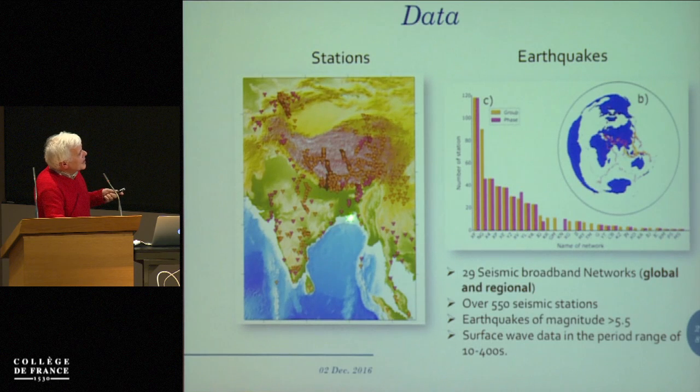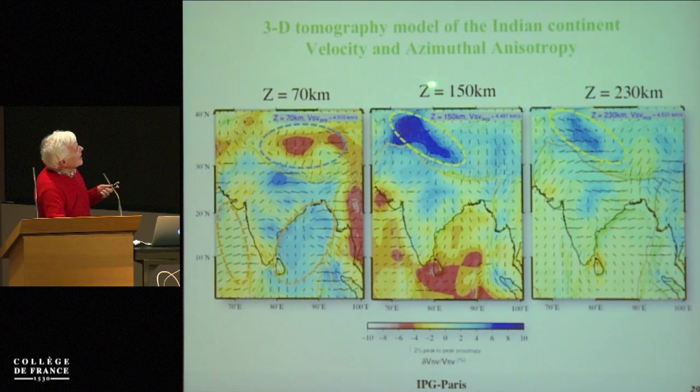For the first time we had access to the seismic networks of India. We used in this investigation 29 seismic broadband networks and over 550 seismic stations, and we used earthquakes of magnitude larger than 5.5. The distribution of earthquakes is quite nice around India, so we could use all this data and apply our classical tomography technique for the Indian continent, inverting for velocity and azimuthal anisotropy. What we find at shallow depth is, as usual, slow velocities corresponding to Tibet, which is due to a very thick crust.